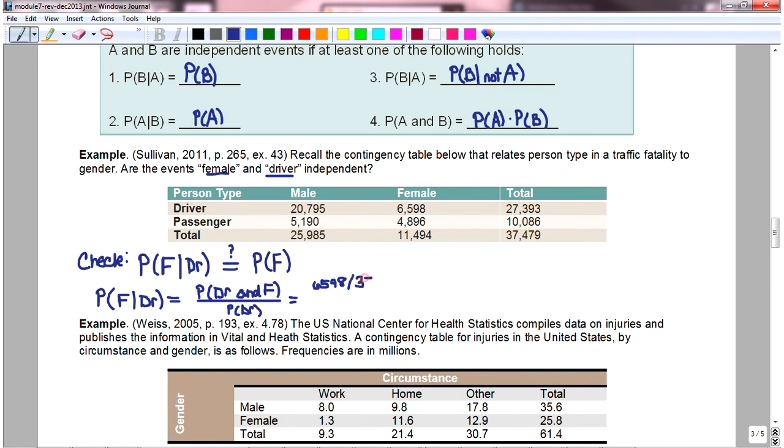But just in case someone's looking at my notes and not listening to the video, I'll go ahead and write it out for clarity. Divided by the probability that someone was driving would be 27,393 divided by our total 37,479, canceling out that denominator and using our calculator, this is approximately 0.241.